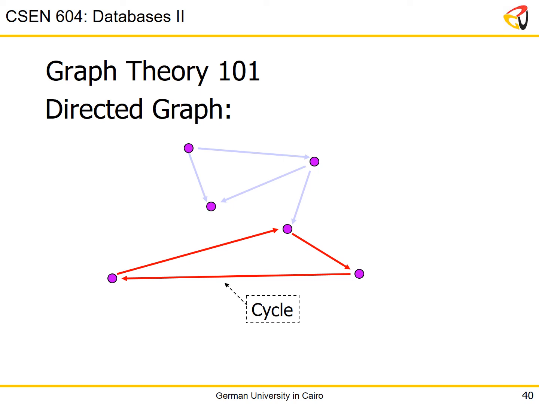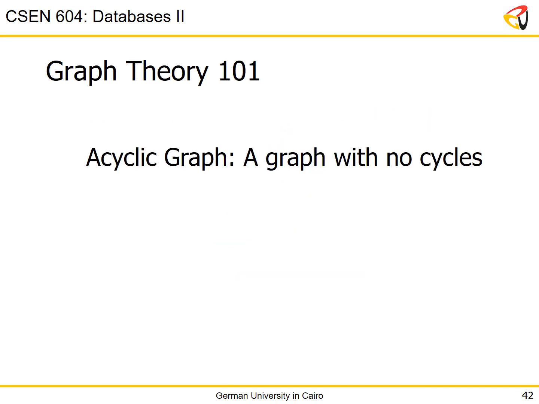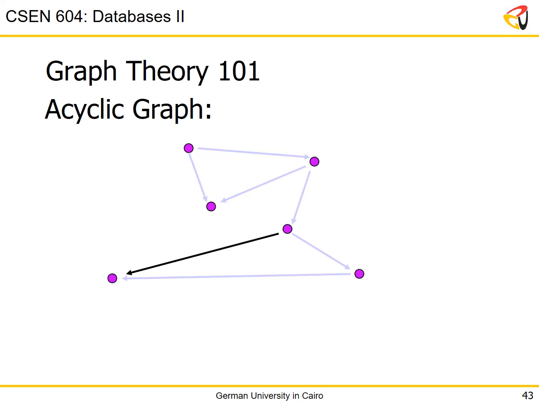If you start from any node and follow these red arrows, you're going to go back to the node that you started from. This is what we will try to check for, that it doesn't exist in our graph. This is obviously not a cycle, as you see from the direction of the arrows. It looks like it's a cycle, but if you actually look carefully, it's not. You cannot really go back to where you start. Okay? Now, an acyclic graph is a graph with no cycles.